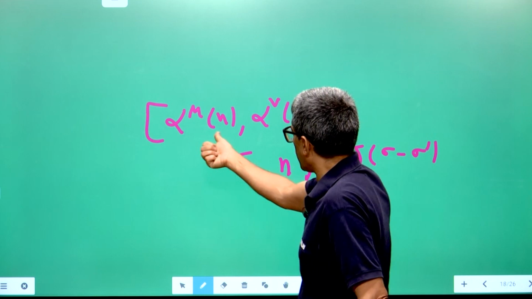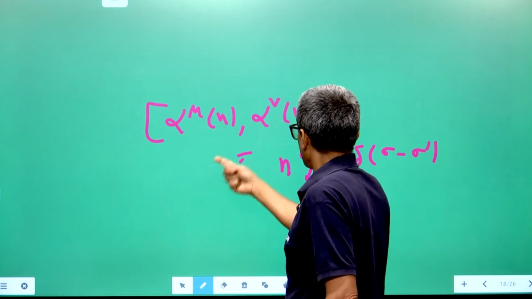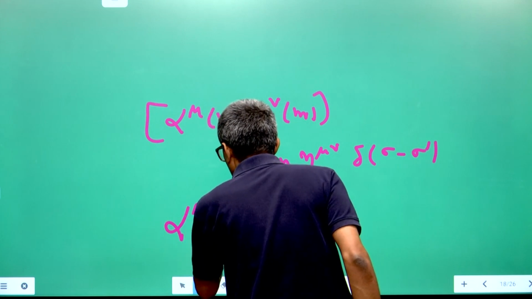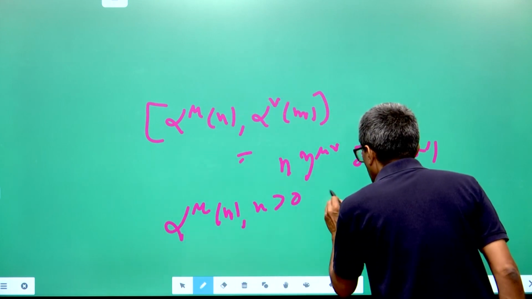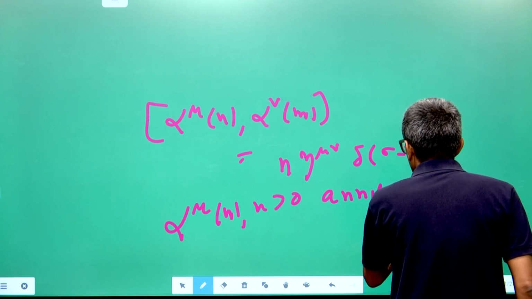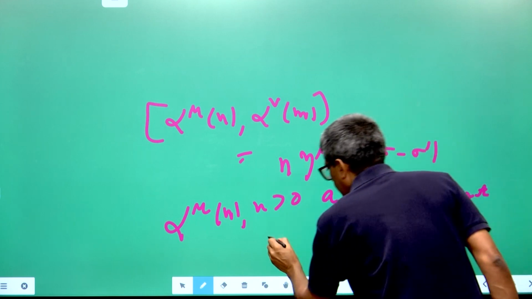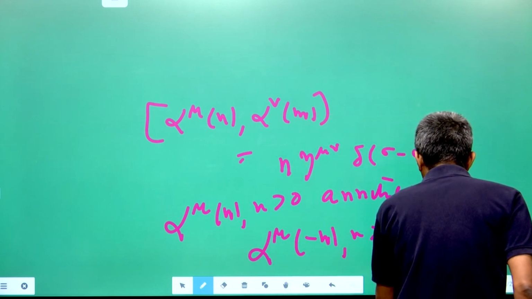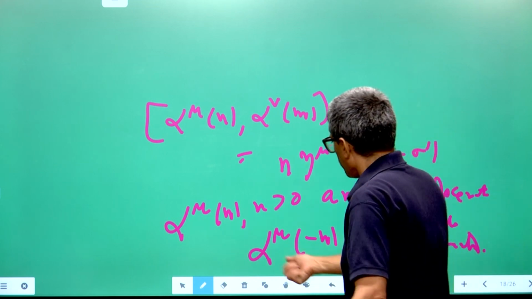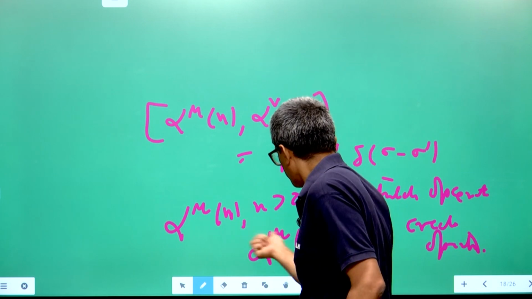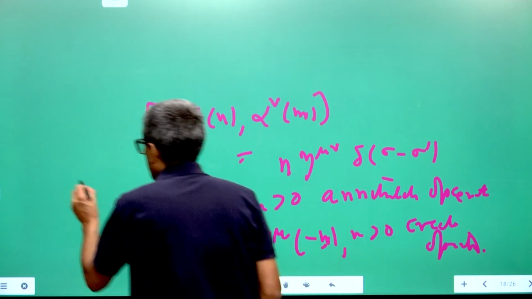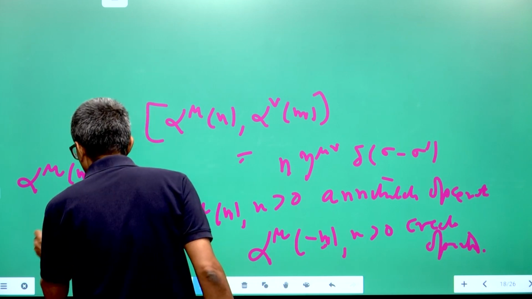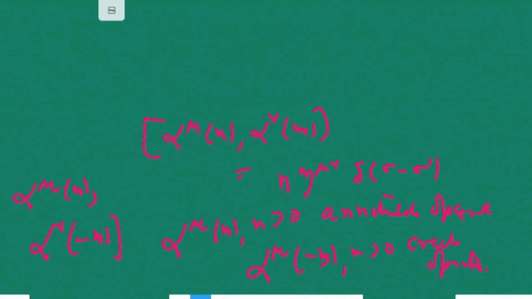So, this harmonic oscillator annihilation operator alpha mu n, for n greater than 0, and the corresponding alpha mu minus n, for n greater than 0, are the creation operators. All the annihilation operators commute with all the creation and annihilation operators except when you replace n by minus n here. That means alpha mu n comma alpha nu minus n is equal to n eta mu nu, and all the other commutation relations are 0.